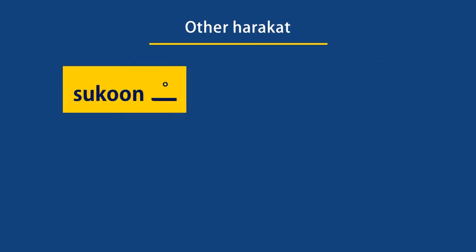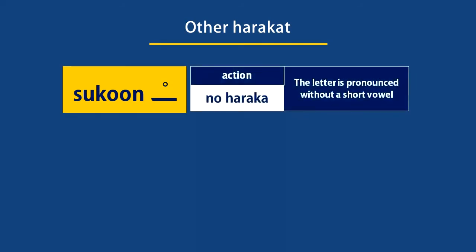The second haraka to learn is sukoon. Sukoon in English means silence. It is a small circle over a letter, and it means that this letter has no harakat. Please notice that silence doesn't mean silent, like the silent letters in English, because in Arabic there are no silent letters. All the letters are pronounced.